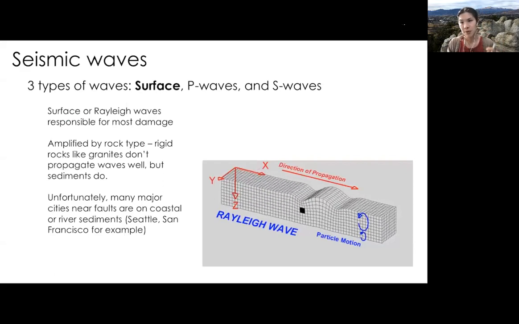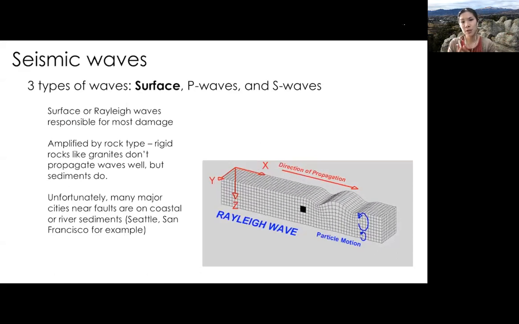These are responsible for most of the damage because they are on the surface, and that's also where we are. And they tend to be amplified by rock type. Types of rocks like granites, which is a crystalline hard rock, because all of the crystals are locked next to another crystal, tend to not propagate motion as well as softer rocks do, like sediments. So a sandstone or just sediments that aren't even a rock yet are going to propagate these surface waves really rapidly because there is that space for the particles to move independent of each other.